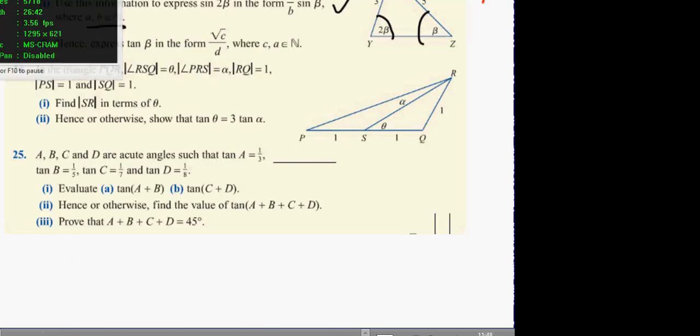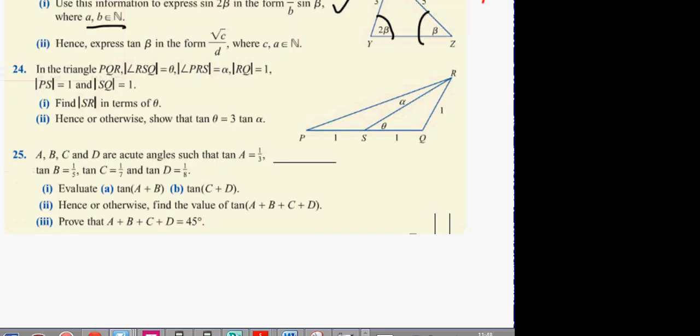Moving on, alright. This one here. In 24, the triangle PQR. RSQ is theta. PRS is alpha. RQ is 1. SQ is also 1, and so is PS. Okay, find SR in terms of theta.